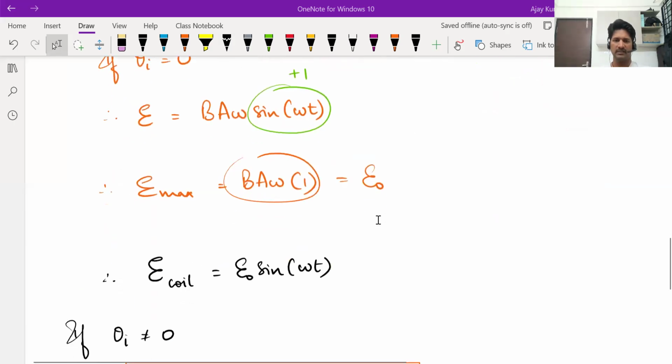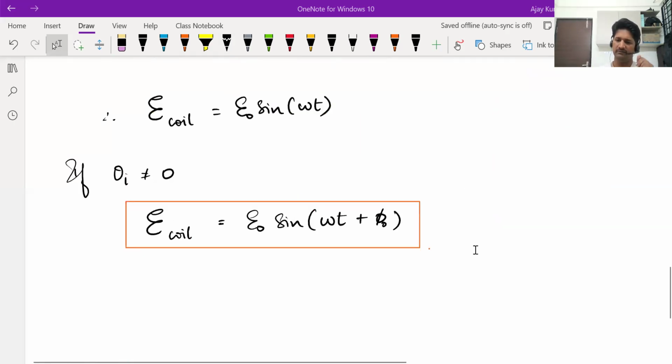And you see, we got a sine function here. Now, sine function naturally, for some time it will be positive. After that, it will be negative. So this EMF that you get in the coil also, for some time it is positive and then it will be negative. Again, it will become positive and so on.